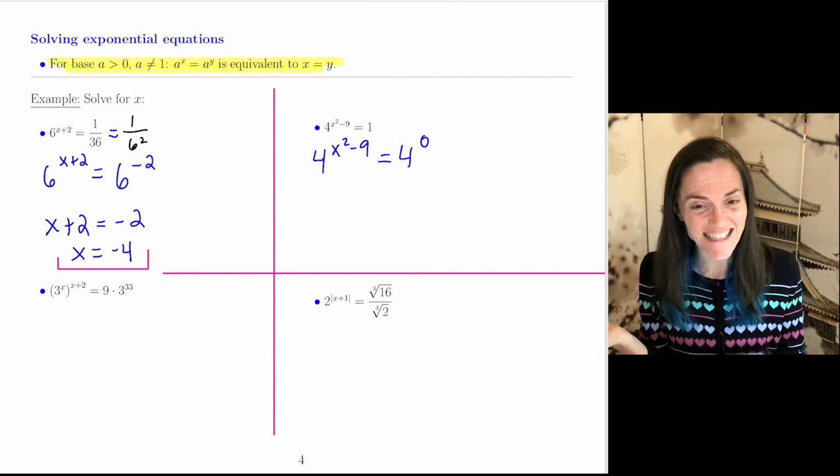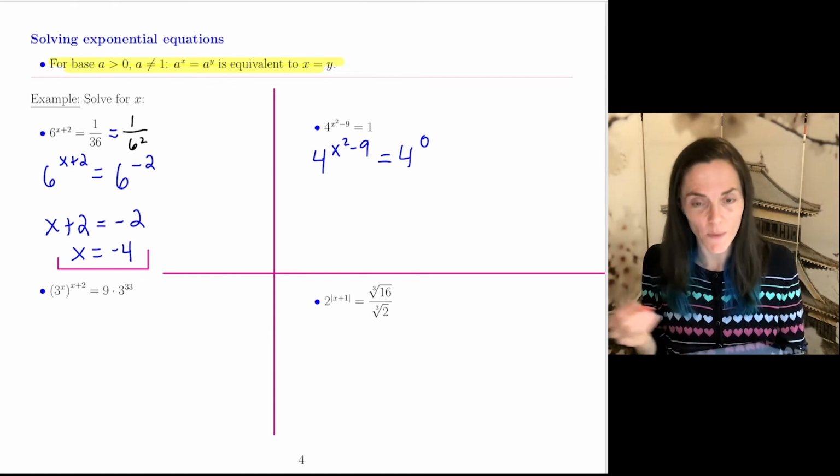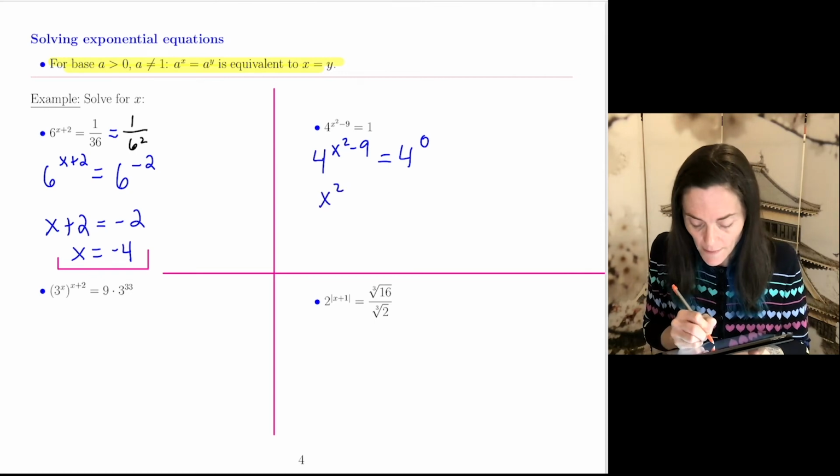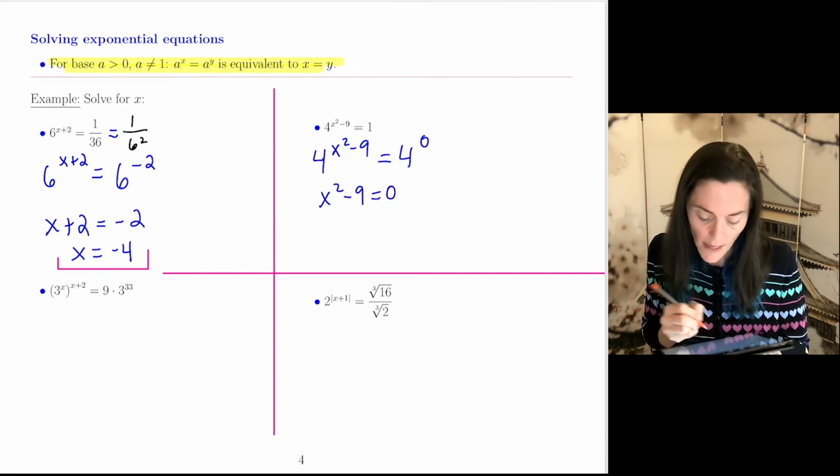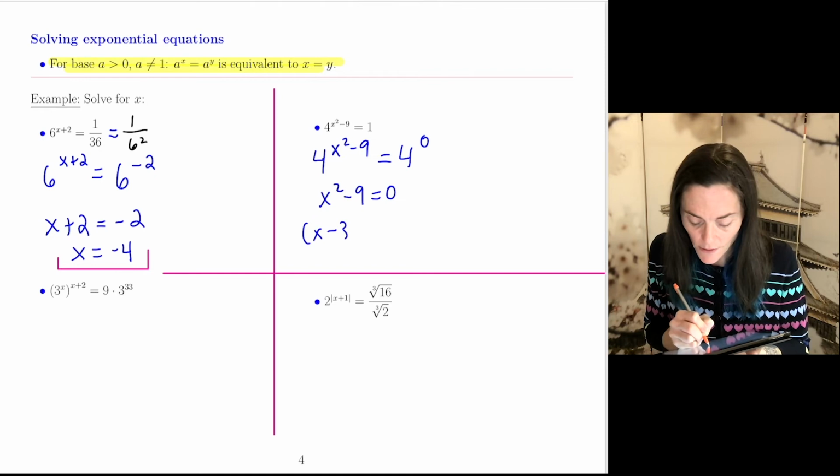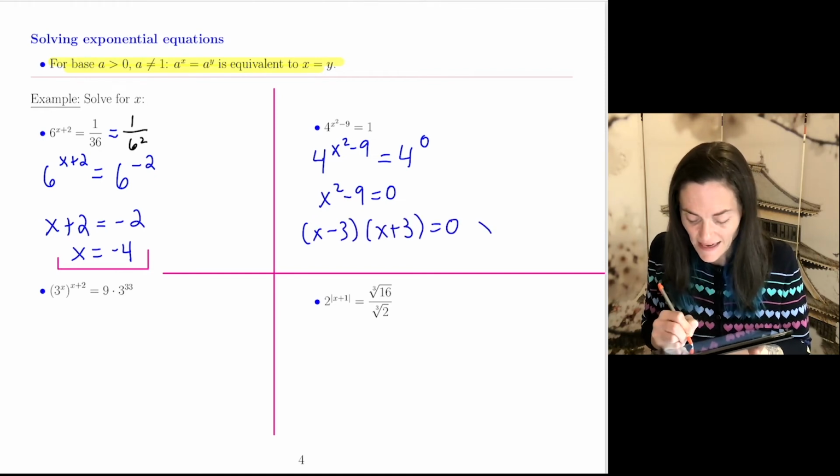You see how nice this is? Because now I can just equate exponents. We have x squared minus 9 is 0. And I can, for example, factor. And I get that x equals 3 and -3.